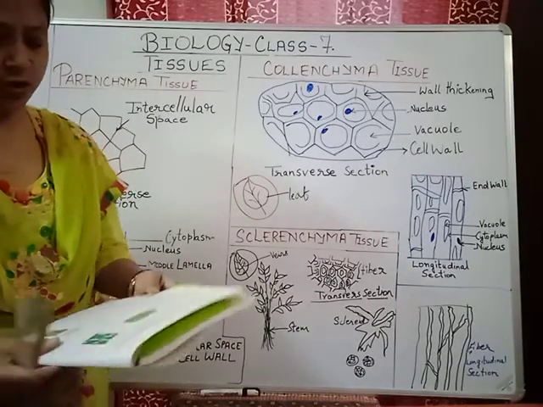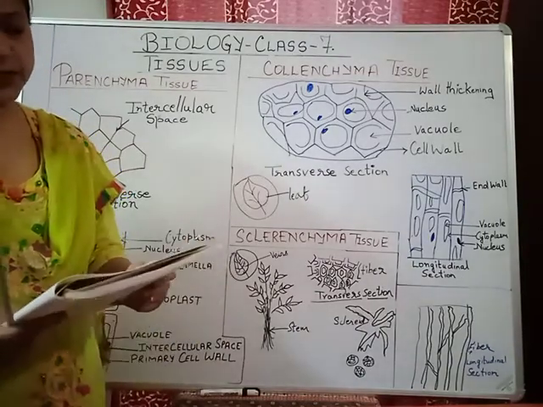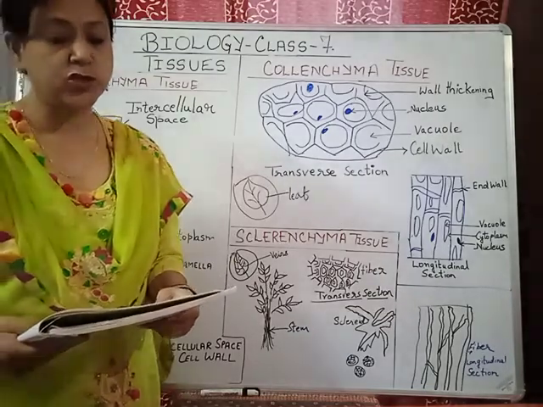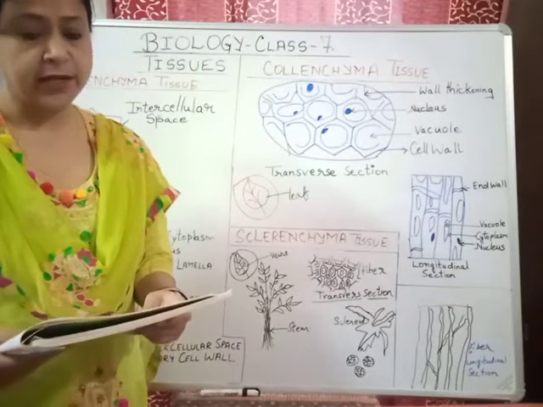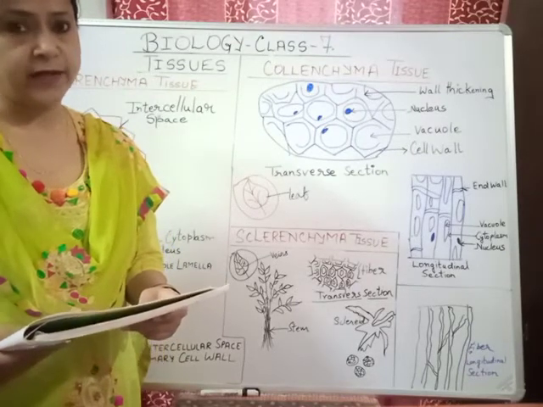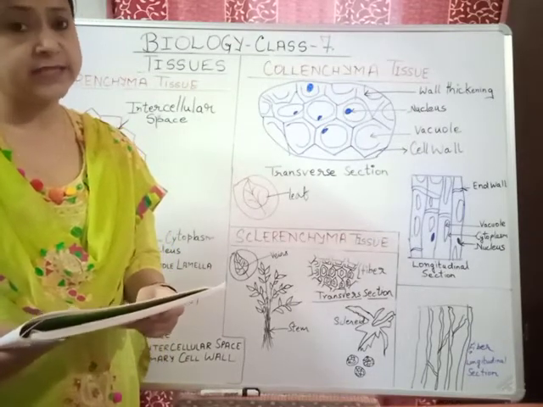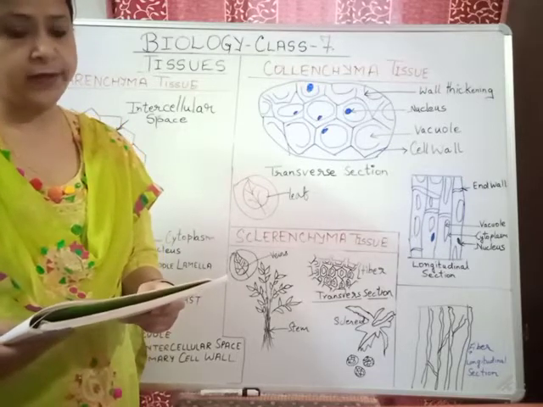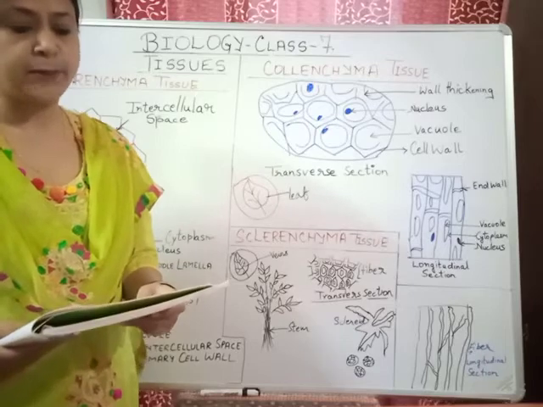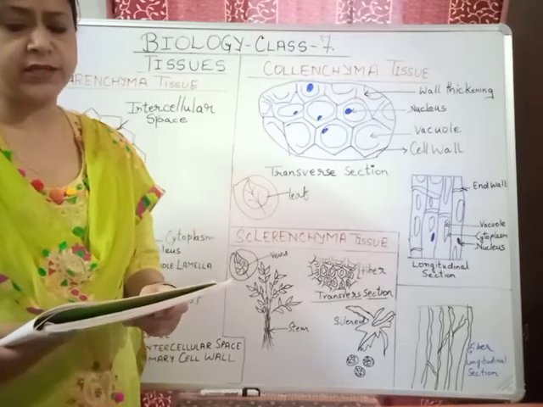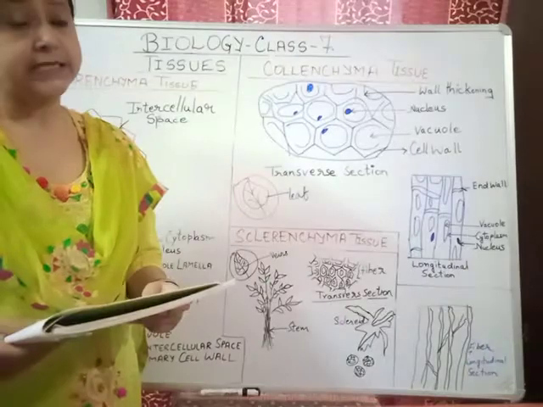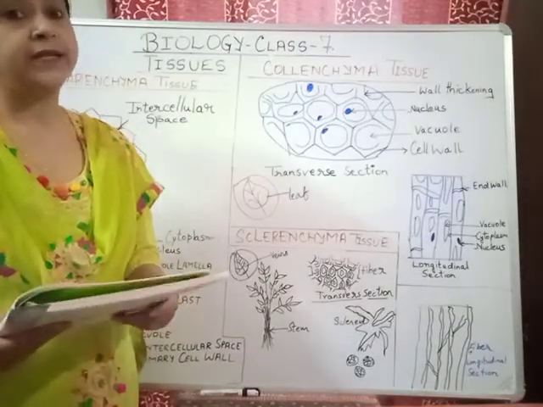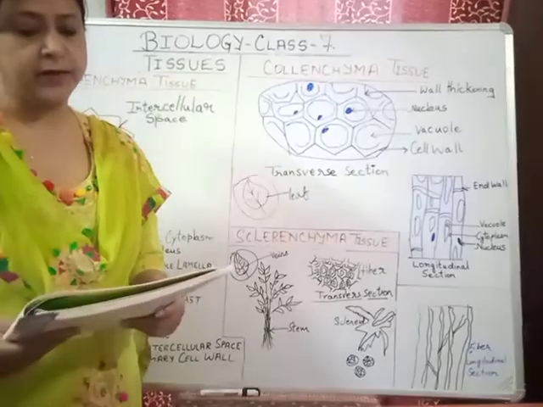The functions of parenchyma tissue. Parenchyma tissue has the following important functions. It stores food in the form of starch, protein, oil, and fat. In the plant, how is food stored? In the form of starch, protein, oil, and fat. Second, it is a supporting tissue, providing rigidity to the plant by keeping the cells rigid. It also gives growth to the plant.